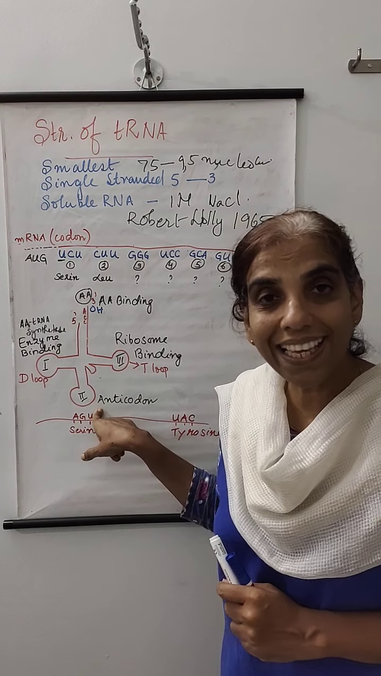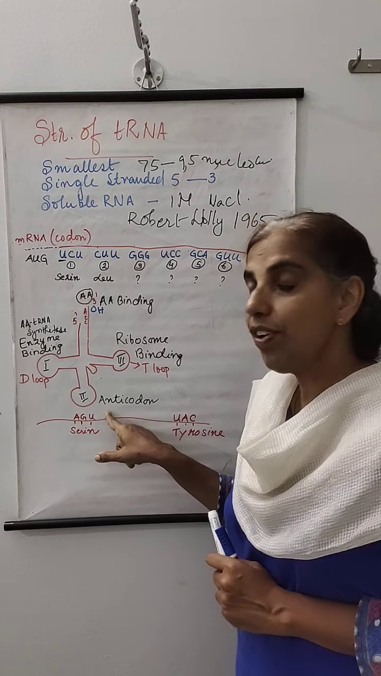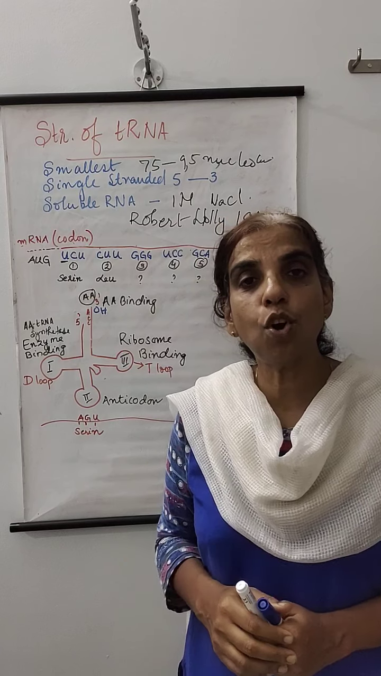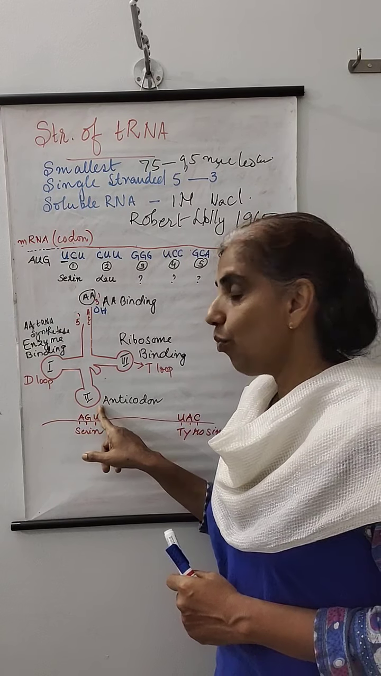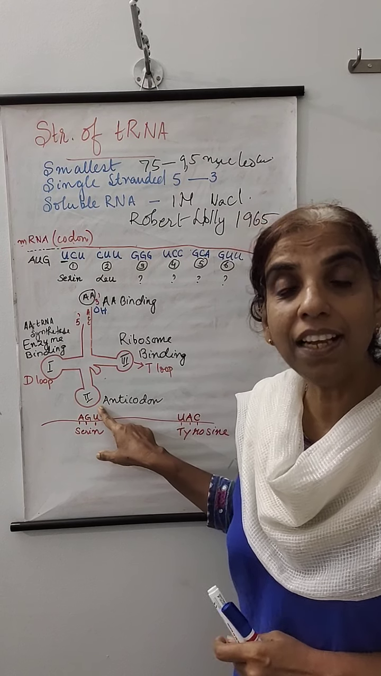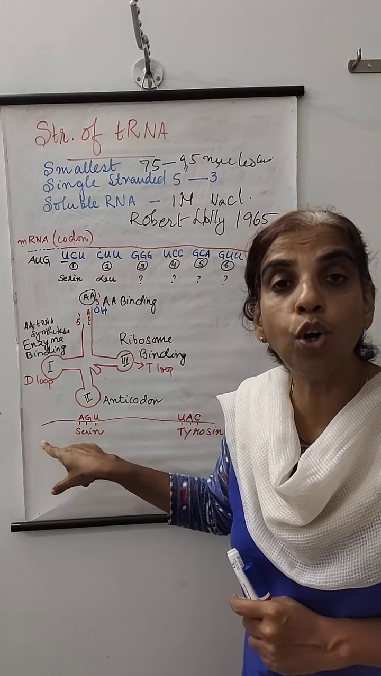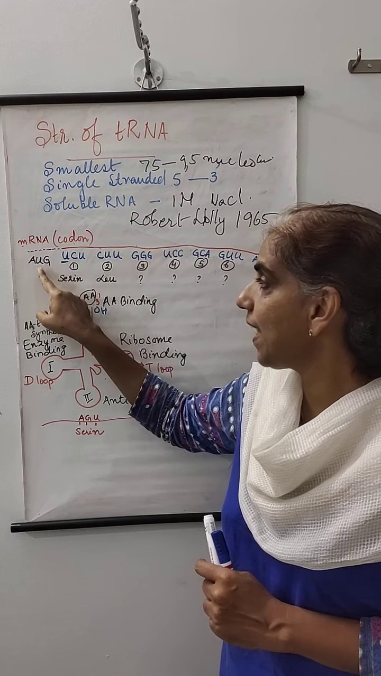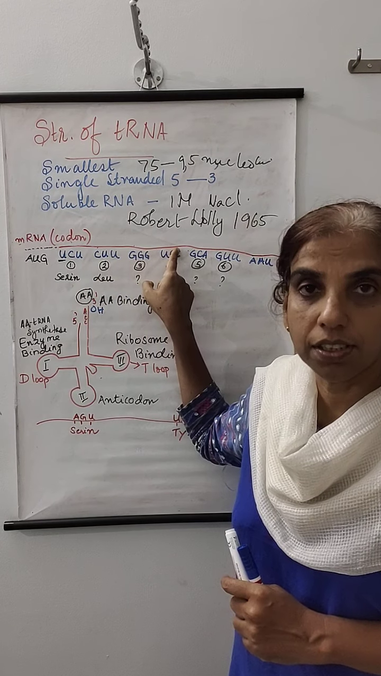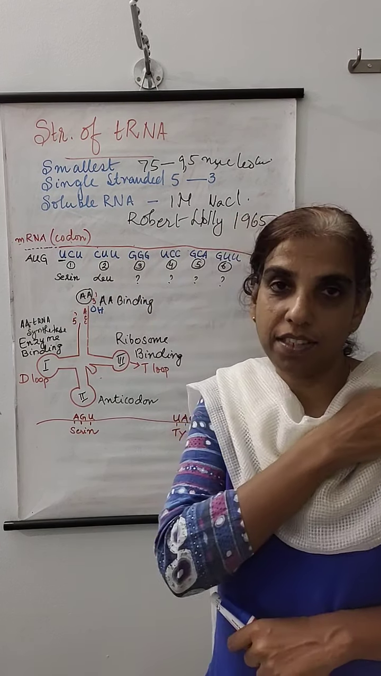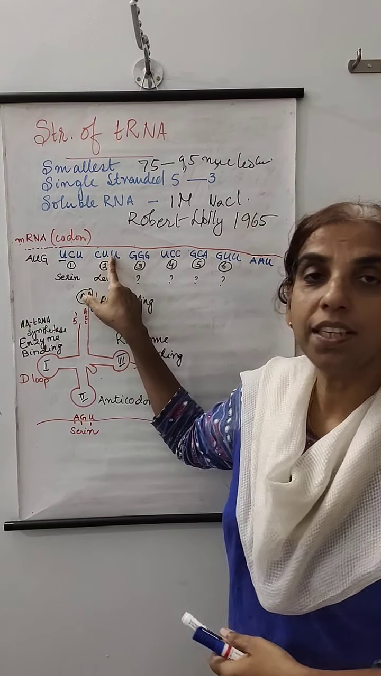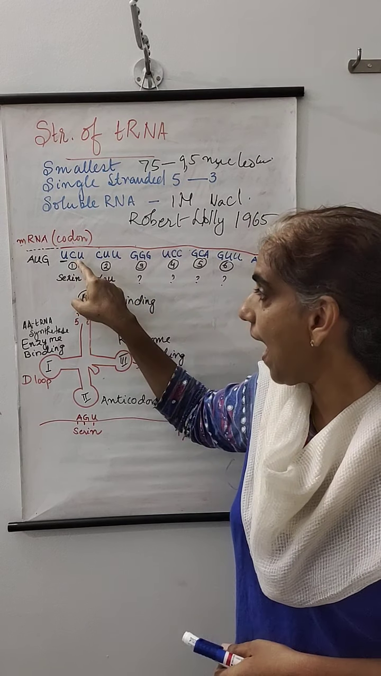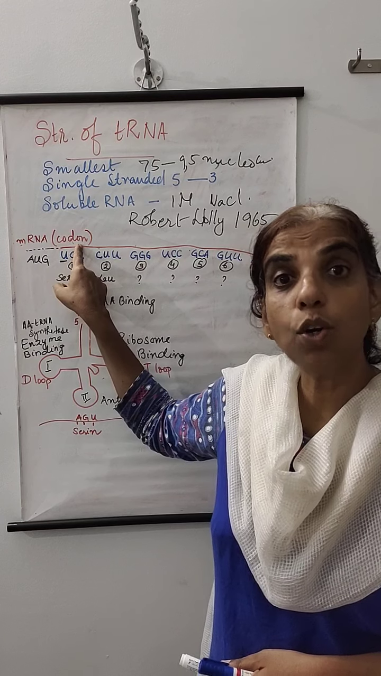Now we come to the second loop, which is the bottom part. We call this loop the anticodon. The anticodon is complementary to the codon on the messenger RNA. As we all know, messenger RNA has triplet codes which represent amino acids. Each triplet code carries a different amino acid one after the other. That triplet code is technically called a codon.